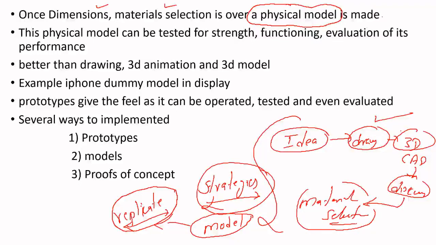So as I mentioned, these physical models can be used for many purposes, but mainly they use this for testing the strength as well as its functioning, as well as its evaluation finally. So these are the three important things that we can achieve by converting a drawing into a physical model, right?